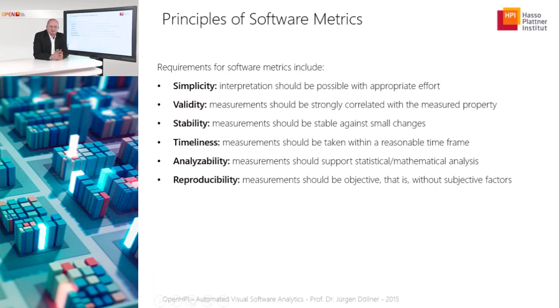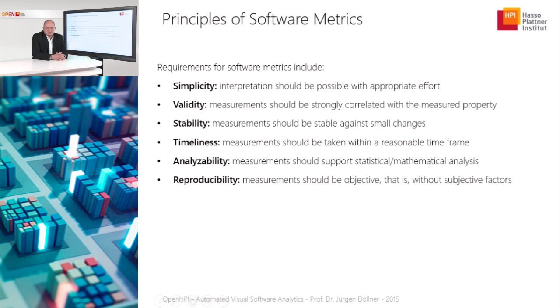The general requirements for a given software metric include the following properties. When we talk about a software metric, we have to ensure that it's simple. Simple means the interpretation should be possible with appropriate effort. It should also be valid. That means measurements should be strongly correlated with the measured property.